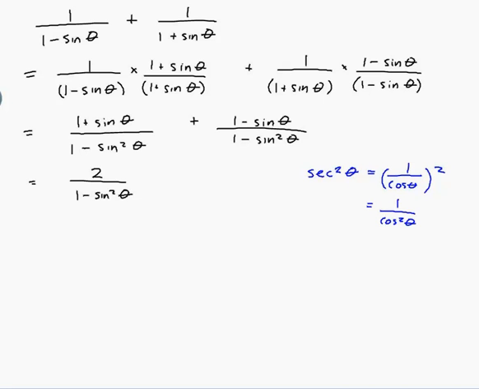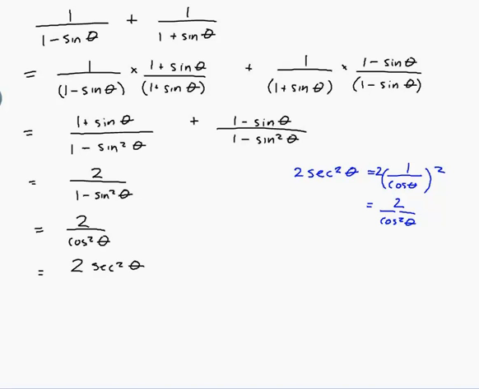So let's have a look at what I've got. I've got 2 on 1 minus sine squared theta, and I need, well, if I put the 2's in here, so that would be 2, 2. So I'm looking for 2 on cos squared theta, and I've got 2 on 1 minus sine squared theta. Well, that's not bad, because I know that sine squared theta plus cos squared theta is 1. So 1 minus sine squared theta would be cos squared theta. So I have 2 on cos squared theta, which is equal to 2 sec squared theta.